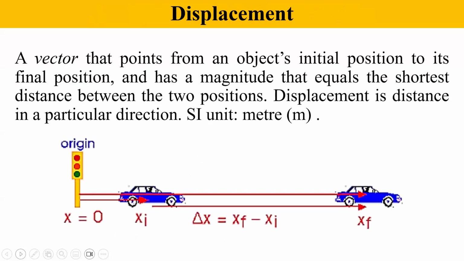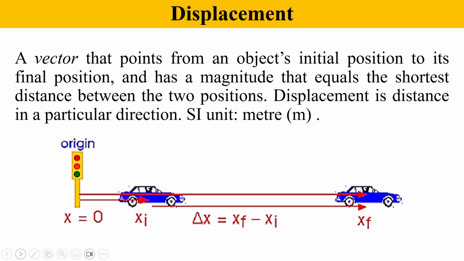Now, the first thing we look at is what is called displacement. Normally we talk about distance, but we want to look at displacement, which is a vector. It is a vector that points from an object's initial position to its final position. Somebody can move a distance arbitrarily. The difference is that displacement is a distance in a particular direction.